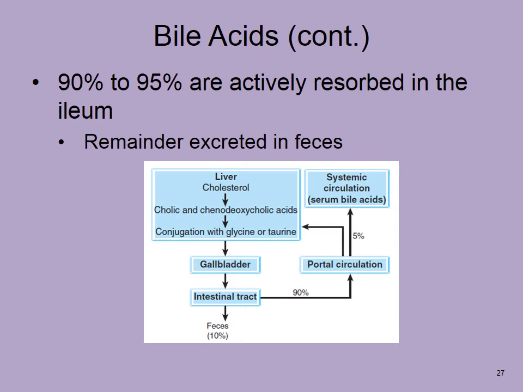90 to 95% of bile acids are actually actively resorbed in the ileum, which is great. So we recycle them. We can use them again, right? The remainder go out in the feces. There's a little flow chart here that shows you what all happens. Basically, the bile acids go from the liver to the gallbladder, into the intestinal tract. Most of them go back to the portal circulation, end up back in the liver. Some of them go to the feces, some of them go to the systemic circulation, but this is normal.